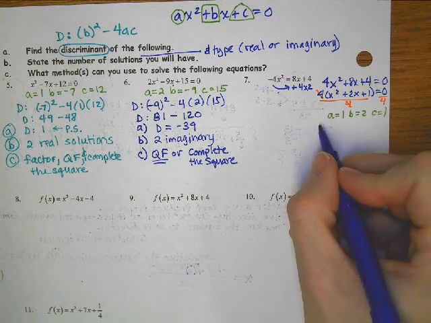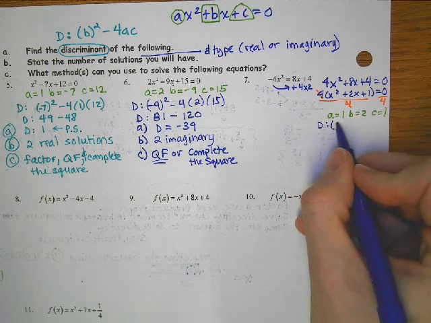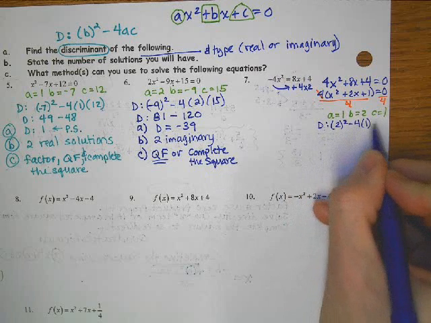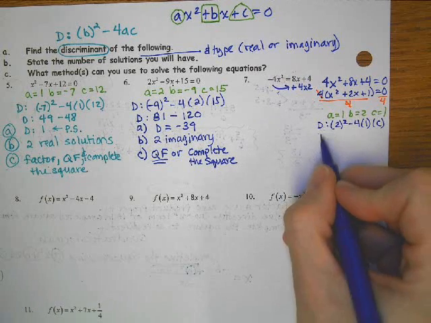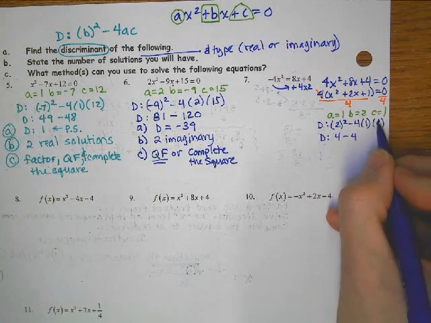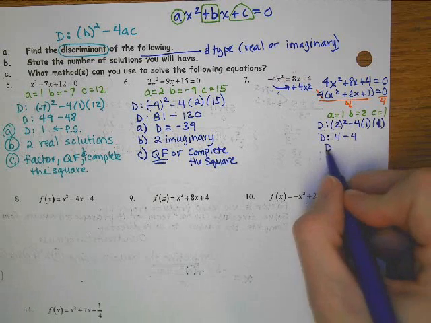So when I use my discriminant, I would have B squared minus 4AC. So my discriminant would be 4 minus 4. Oops, sorry, C is 1. Don't write a C there. You need to put the number in. And that would be 0.